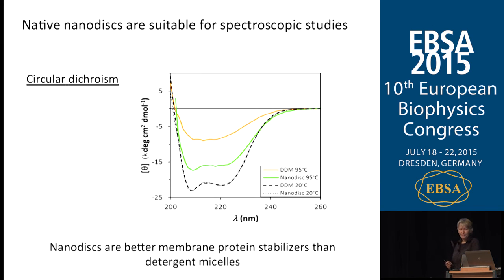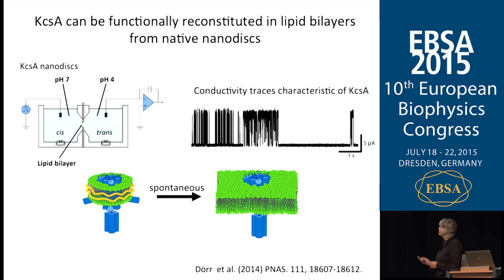But maybe the most spectacular thing that Jonas did was the following. He added those nanodiscs, because you cannot look at transport function in the nanodiscs, to a black lipid membrane system consisting of E. coli lipids, and then he found that you get conductivity traces equivalent to those of KtrAB. And this indicates that the protein is able to transfer spontaneously from those nanodiscs into this bilayer.